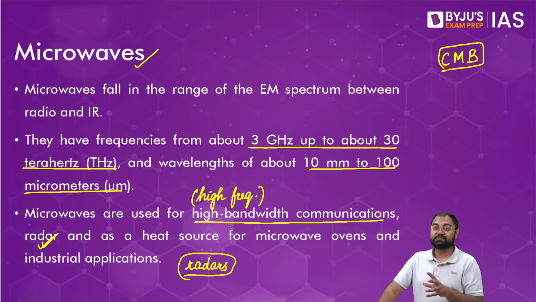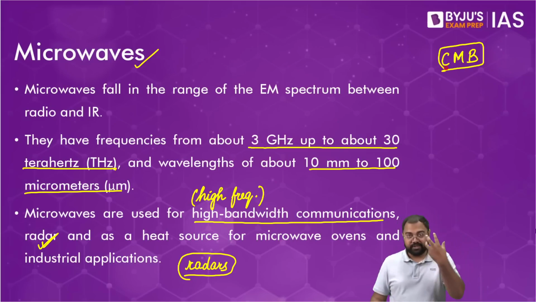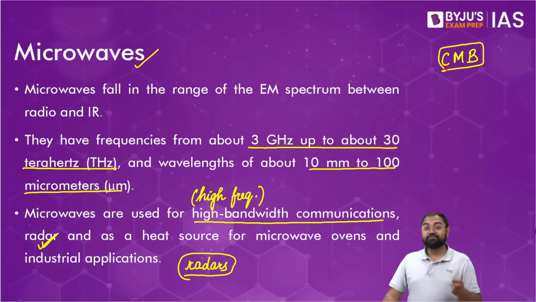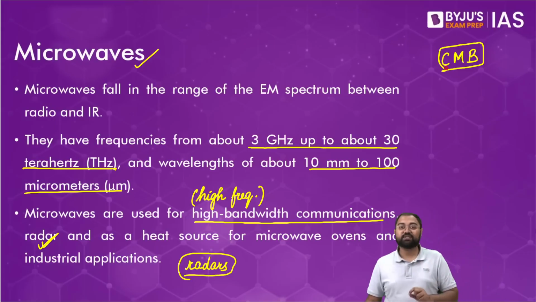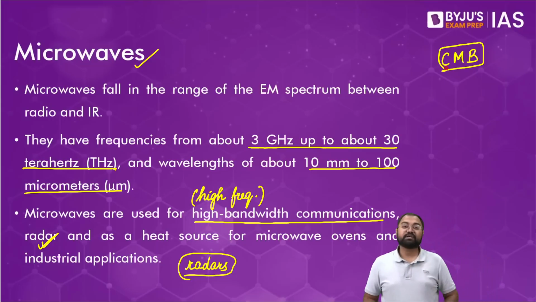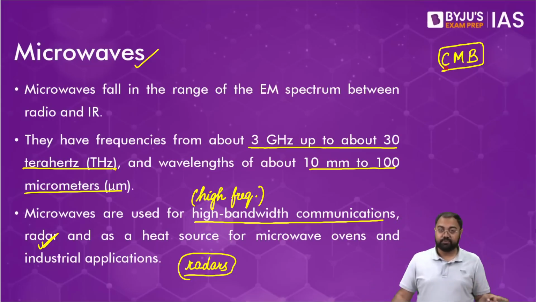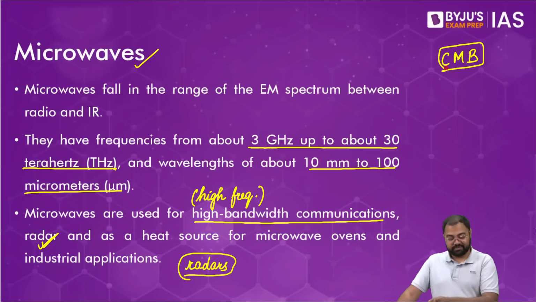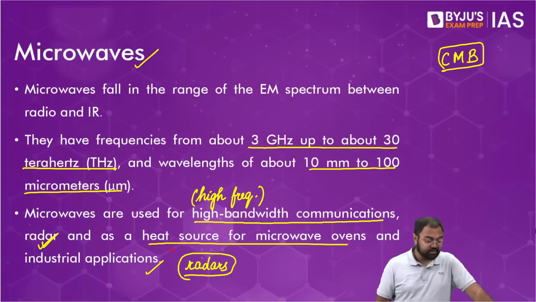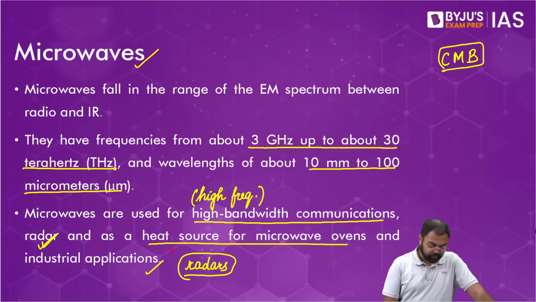So heat remains, so heat basically is showing itself as microwaves. Heat is propagating as microwaves. So that's why microwaves are often associated with strong sources of heat. Wherever you have heat sources, microwaves might be present there. So that's why even in microwave ovens, we see that microwaves are being used. That's a heat source for microwave ovens, and even in industrial applications, we can make use of microwaves.